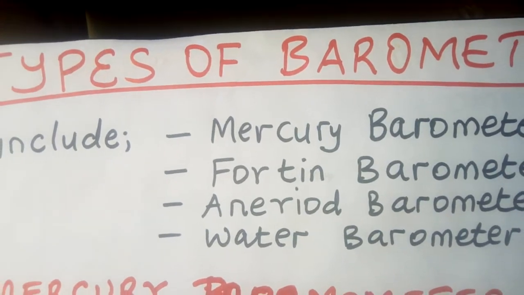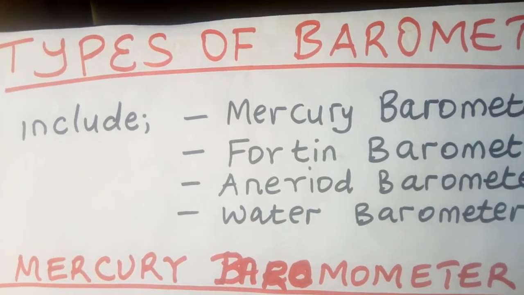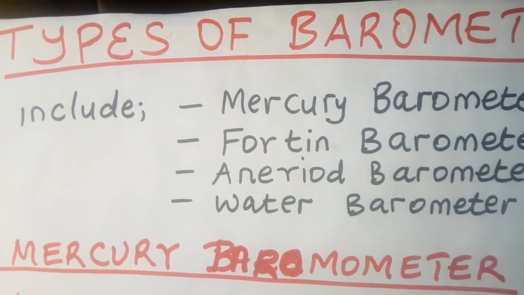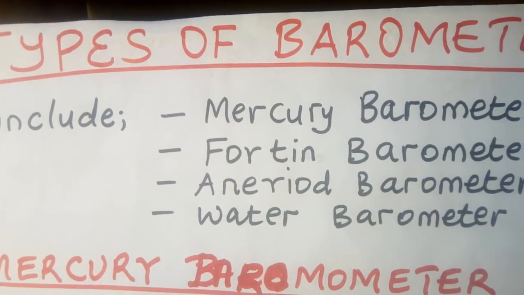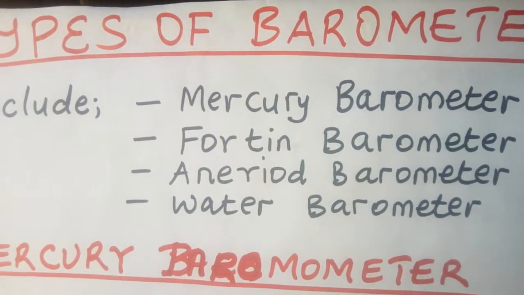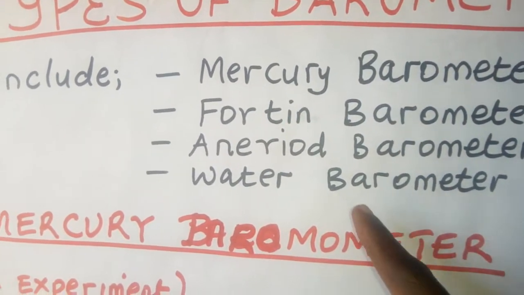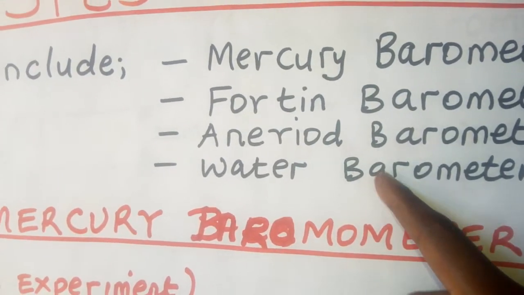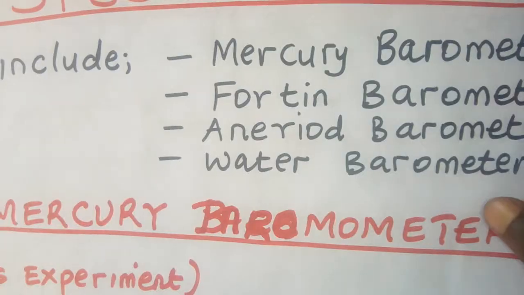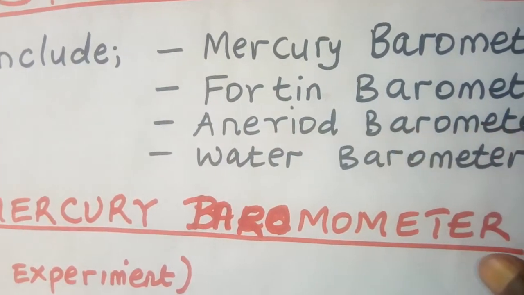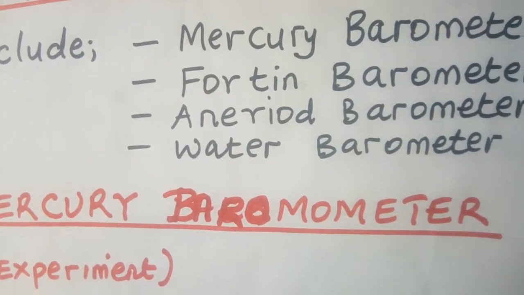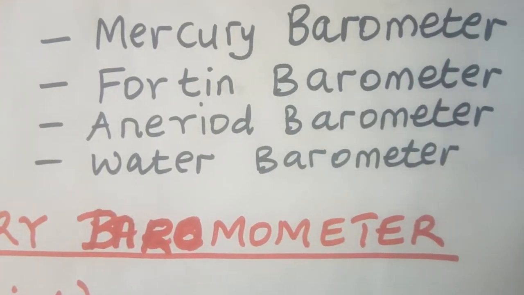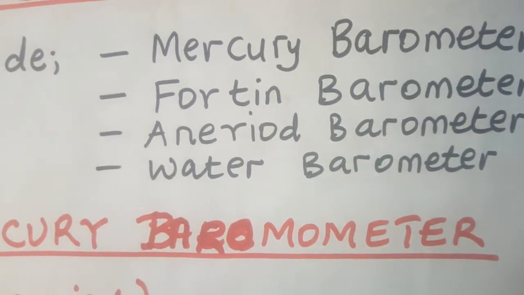So, types of barometers. There are mainly 4 types of barometers. There is one which uses mercury, we call it a mercury barometer. There's another one which uses water, we call it a water barometer. But apart from that, we also have the fortin barometer and then an aneroid barometer. These are the 4 types of barometers we have. We are going to look at them one by one. Let's begin with the mercury barometer.